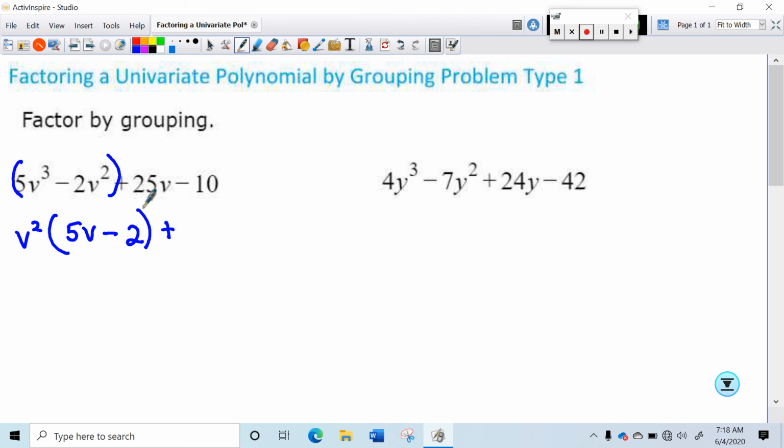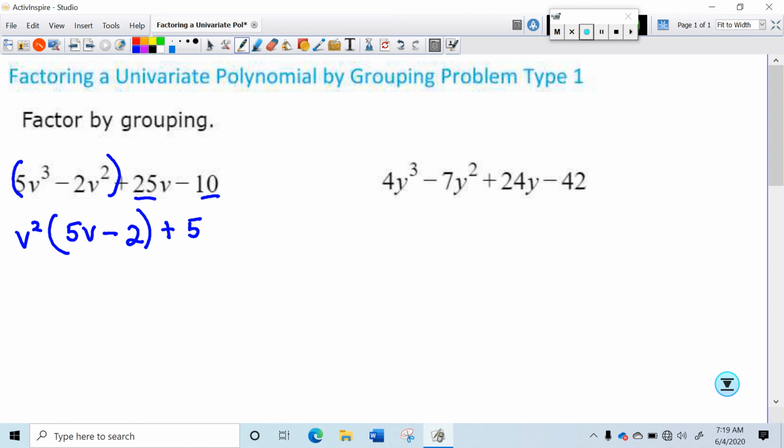Now these two numbers do not put parentheses around them. If you get too many parentheses, you're going to get confused. So just look at them. 25 and 10. You say, what's the biggest thing I can divide those by? And notice I didn't worry about the signs. Don't worry about those. I can divide those by 5.